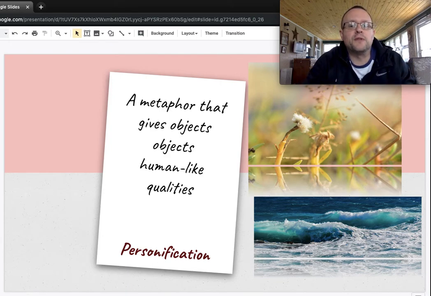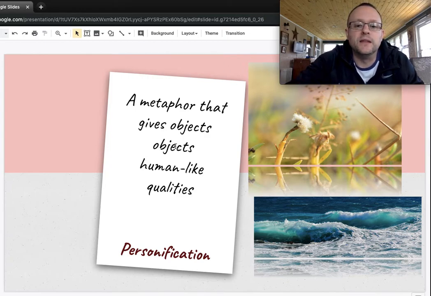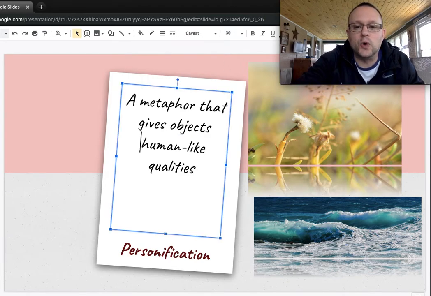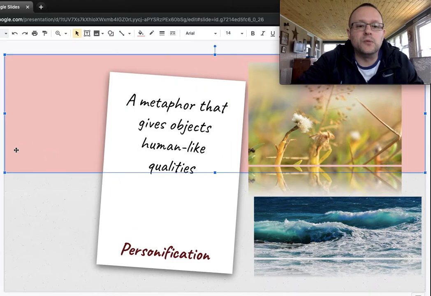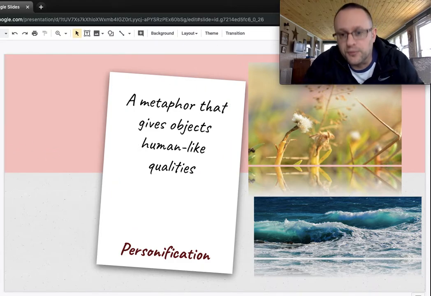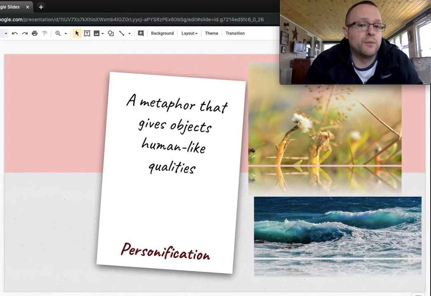Personification is going to be a metaphor that gives objects human-like qualities. The idea with this is not that the whole entire poem has to be an example of personification, but that you have personification within a poem. Now, you could have an extended metaphor where personification is being utilized, but for our purposes, personification is just going to be that metaphor that gives objects human-like qualities.